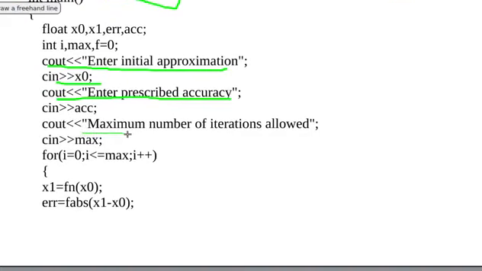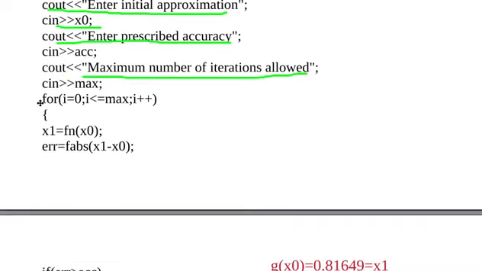Then take the maximum number of iterations allowed. For example, if the maximum number of iterations is 50, we will do the iteration up to 50. If by then it doesn't meet the accuracy, we can stop the iteration. For that only we are entering the maximum iteration. You can put any value as the maximum iteration.